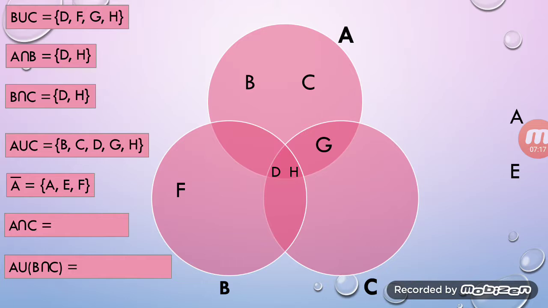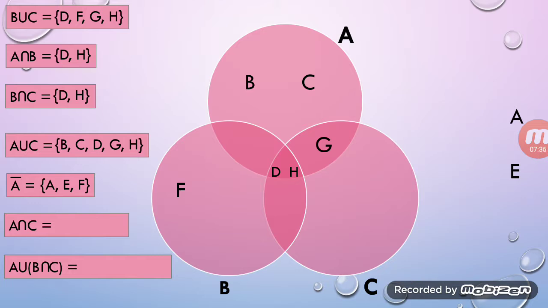So the answers here are going to be A, E, and F because items A and E are outside of the Venn diagram completely, which means they're not part of A. And F is the only other item that is not part of Venn diagram A in any way. It's exclusive to B only.